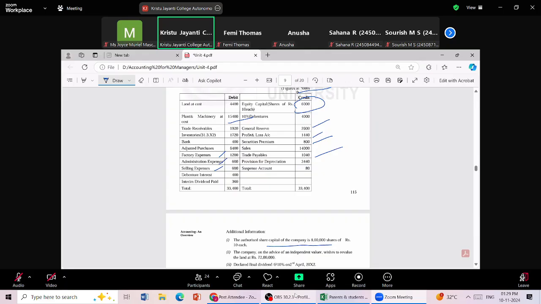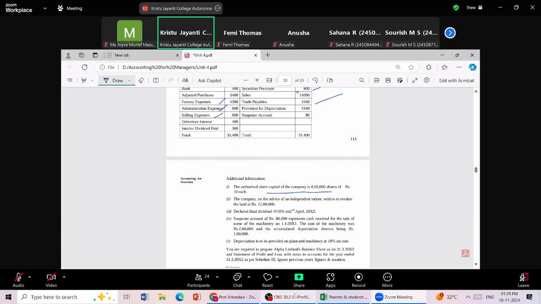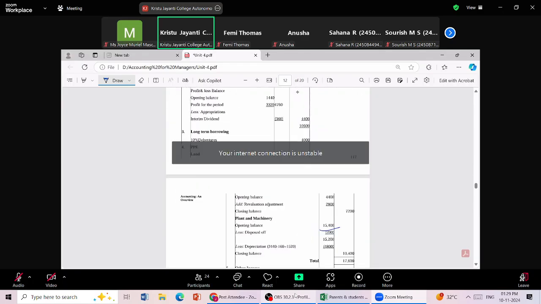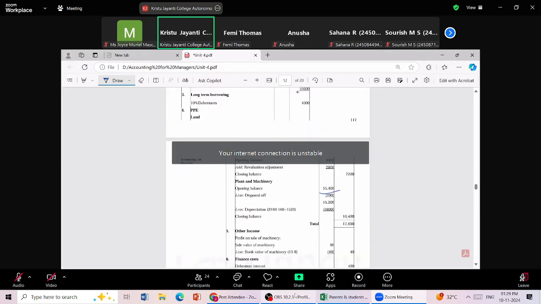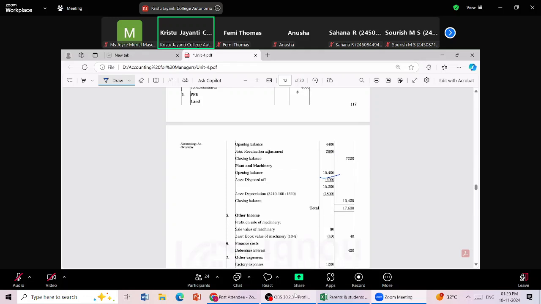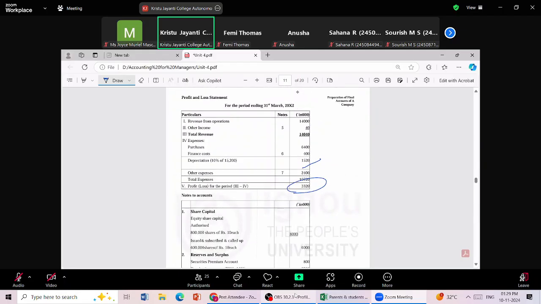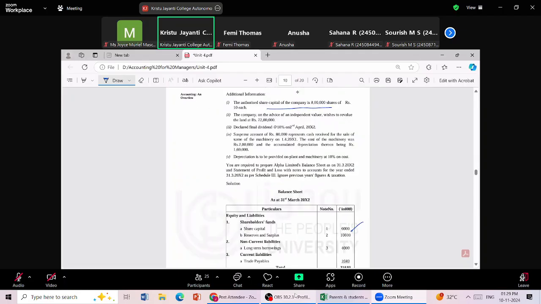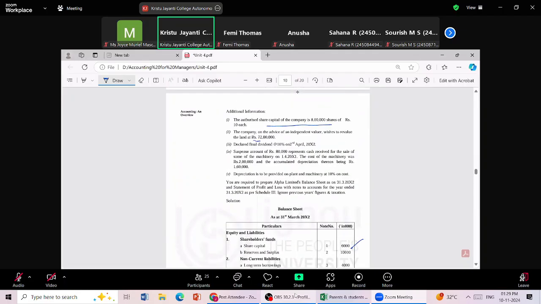All your fixed asset you can bring under non-current asset. So you can see here land is given 4 lakh, and there is an increase. It is given in the statement. The land is being increased with 72 lakhs. You can see in adjustment it is given. The land has been increased with the company on the advice of independent valuer.